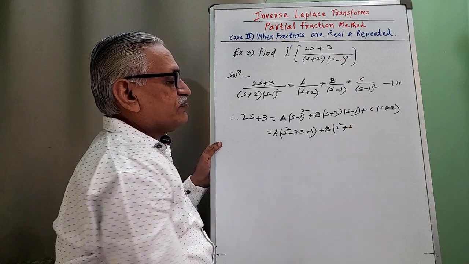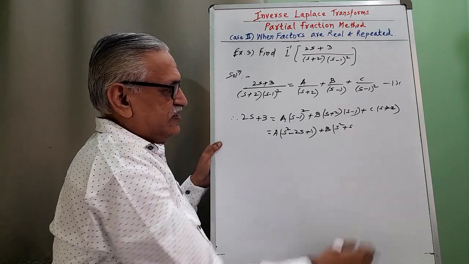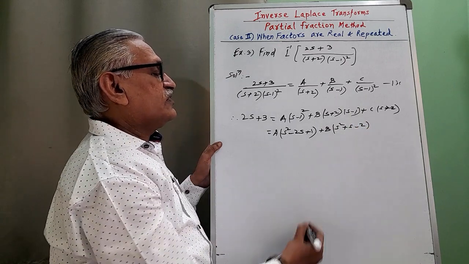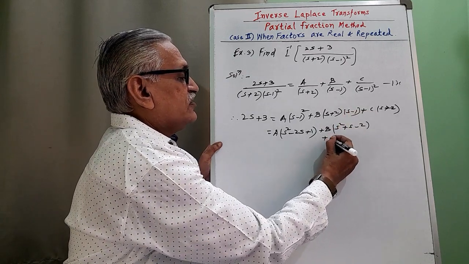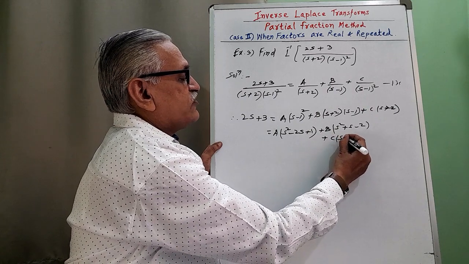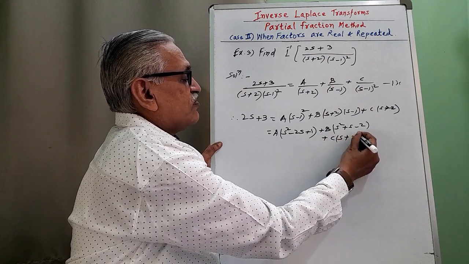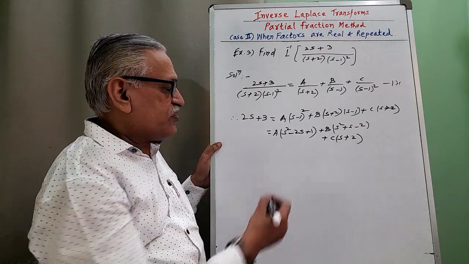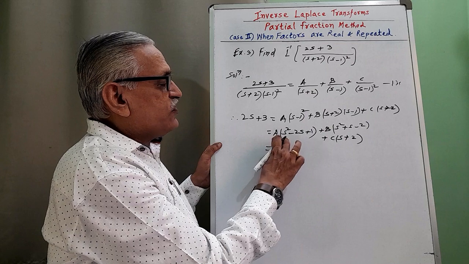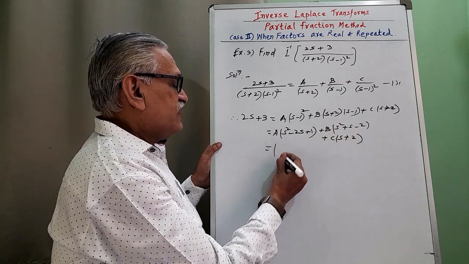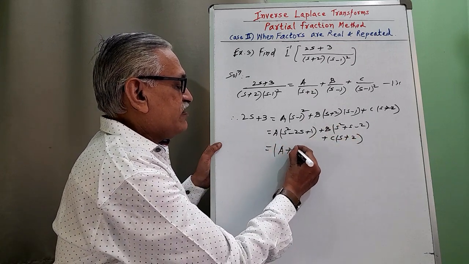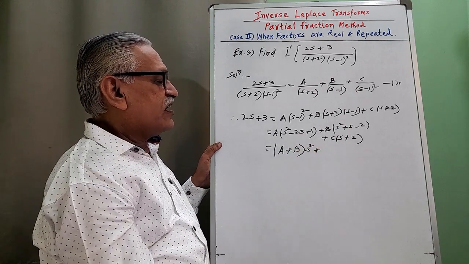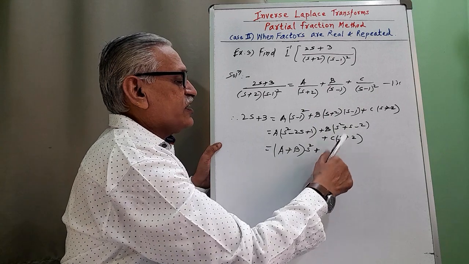addition is plus s, and 2 into minus 1 we get minus 2, and c into s plus 2. Then collecting the terms of s square, s and constant term. One term of s square, second term of s square. Therefore, it is a plus b into s square.